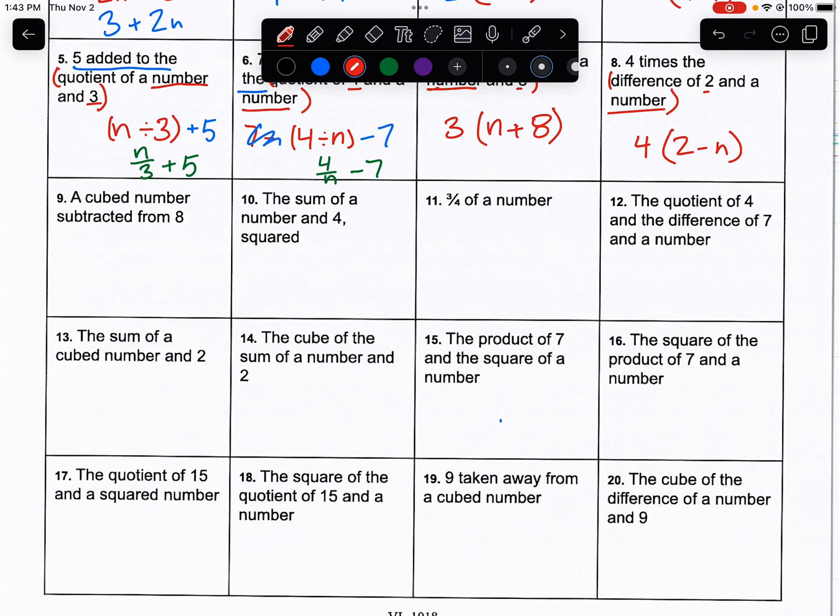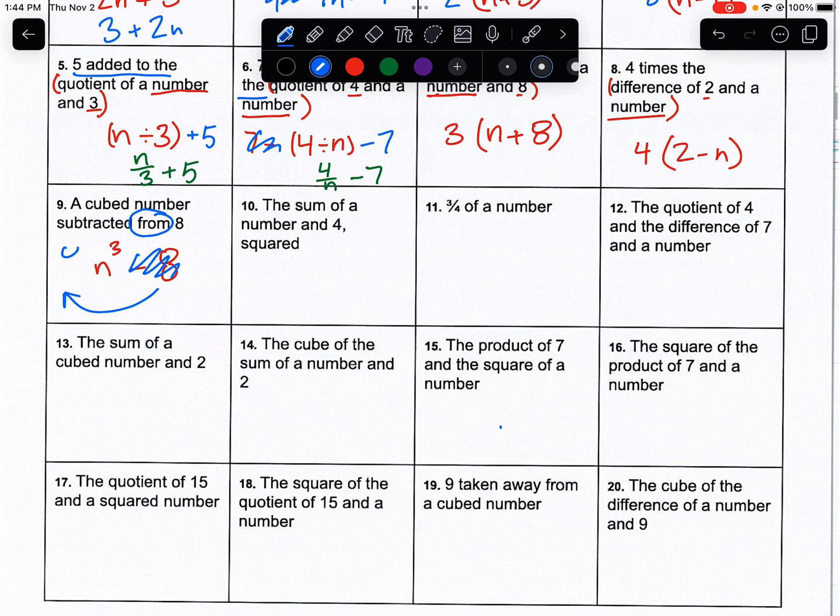Number 9, a cubed number subtracted from 8. A cubed number. Now we could use parentheses here, but I think we don't need to. So we have a number, and we have to cube it, which means raise it to the 3rd power, and subtracted it from 8. So that's subtraction, and that's 8. And then we've got to think, wait a minute, from is a switch word, which means the 8 doesn't go to the end. The 8 switches to the beginning. So our answer is 8 minus n to the 3rd.